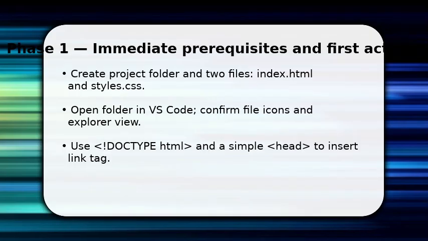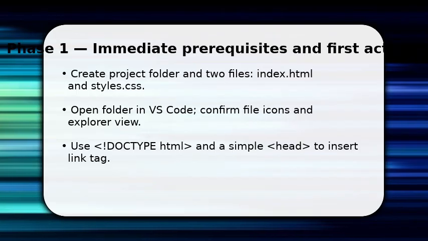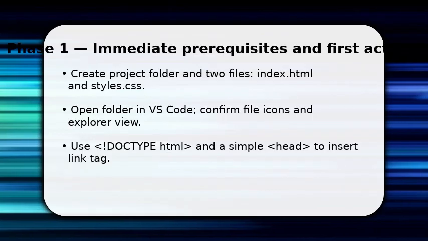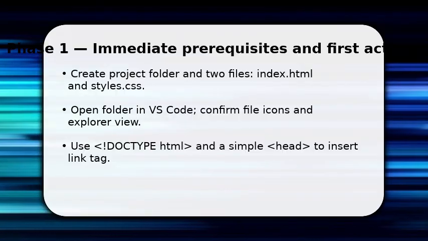You have your project folder open in VS Code, so start by creating index.html and styles.css. Once done, add a minimal HTML boilerplate and place a link tag inside head with rel equals stylesheet and href equals styles.css. This direct link tells the browser which CSS file to load. Make sure file names match exactly, including case.